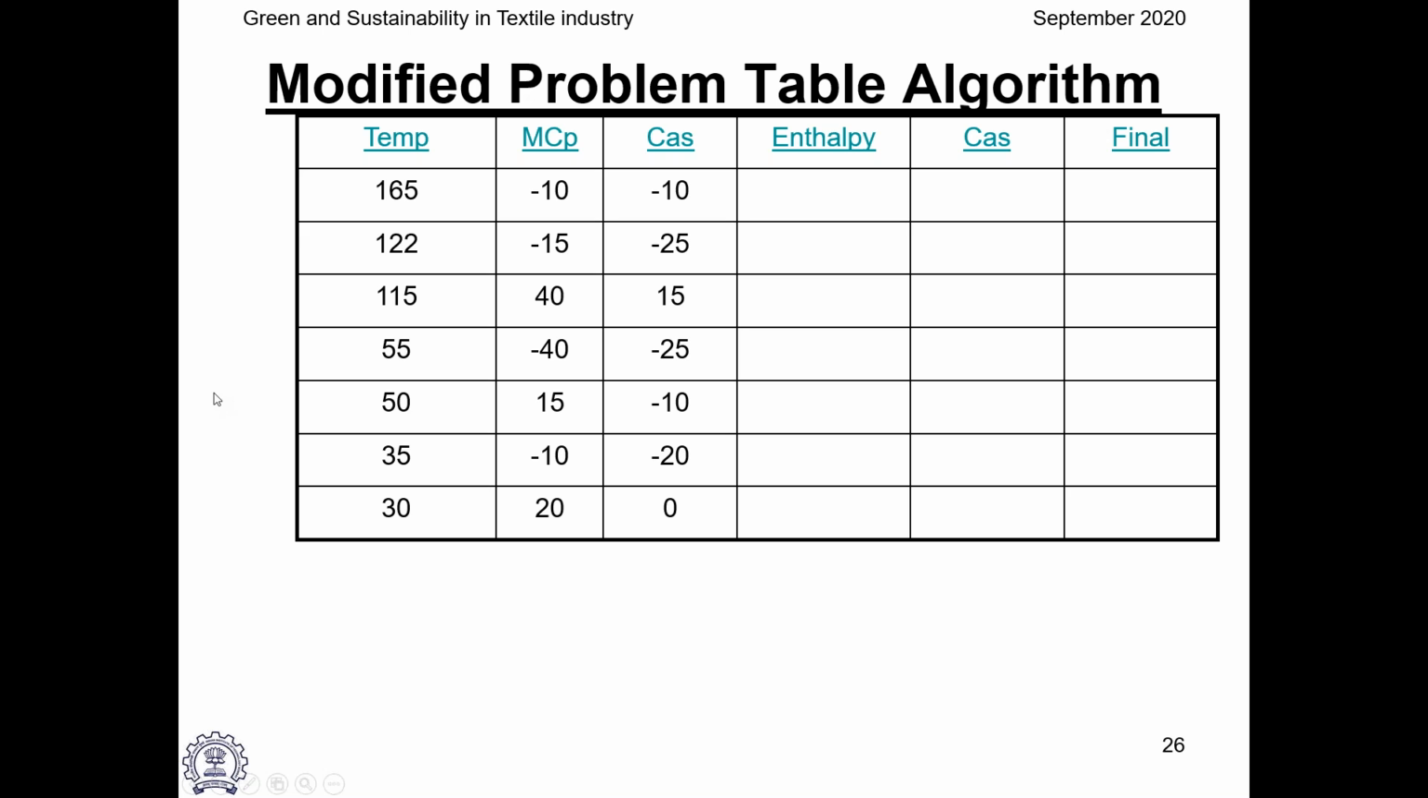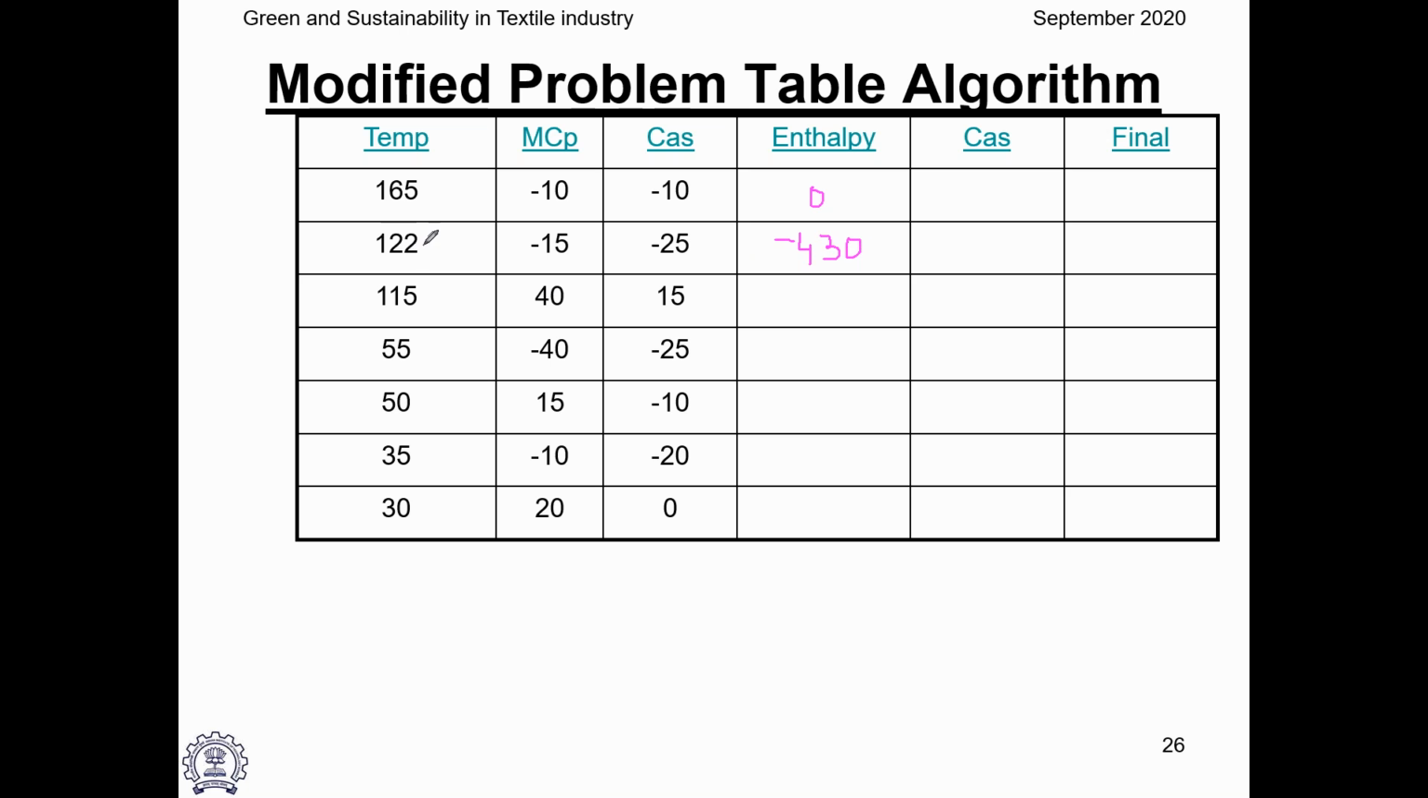Then what happens in enthalpy? We'll calculate. The first one we'll write down as 0. Then next onwards, 165 minus 122, that is the temperature difference, multiplied by this cascaded flow, and we'll write it down here. So the first entry we'll write down as a 0, arbitrary one. 165 minus 122 is how much? 43. 43 into minus 10 will become minus 430.